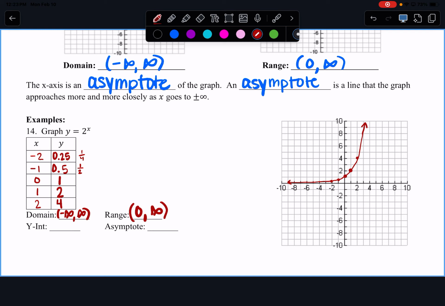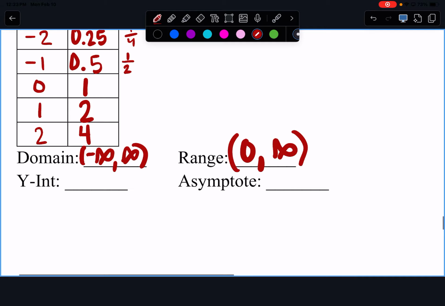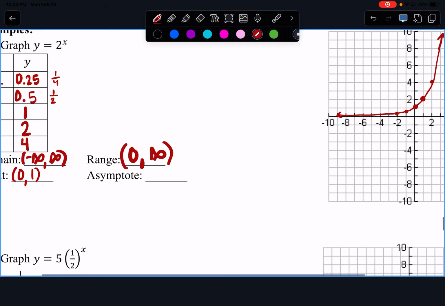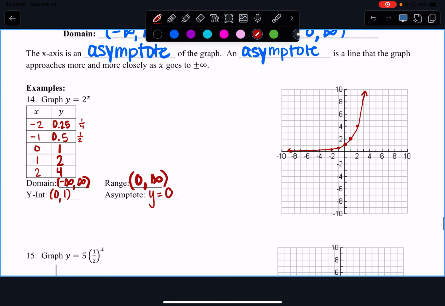Now, what is my y-intercept? What's the point of my y-intercept? How would I write it as a point, though? 0, 1. And then for our asymptote, we're still going to write y equals. So it'll be y equals what? 0. And is that growth or decay? Growth.